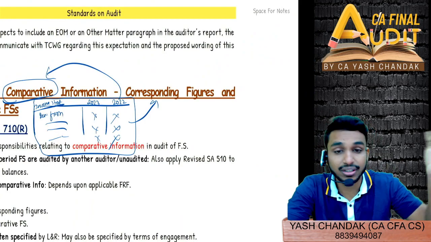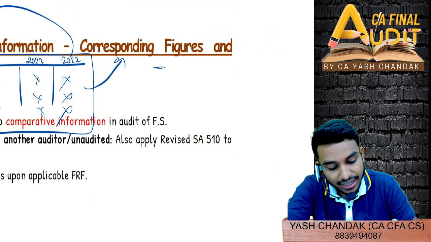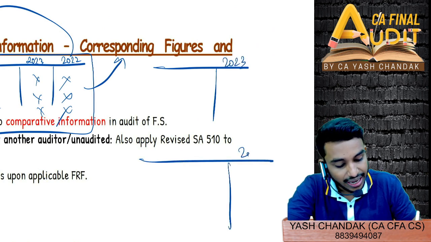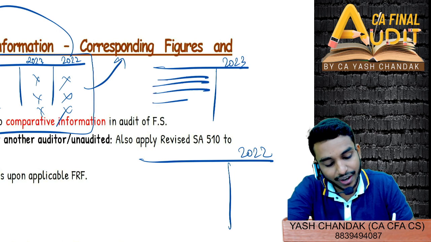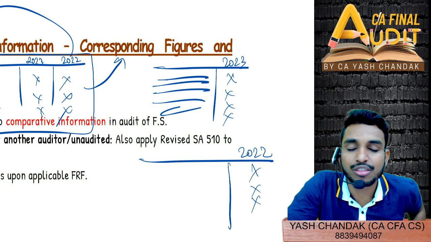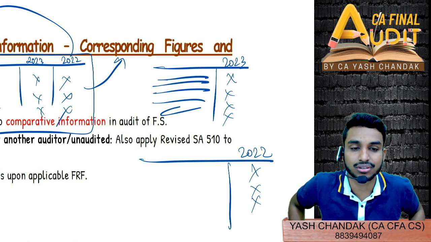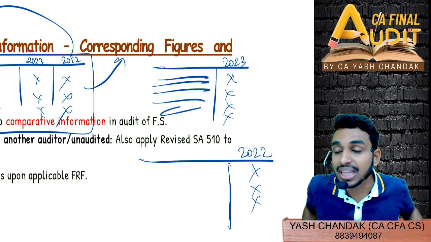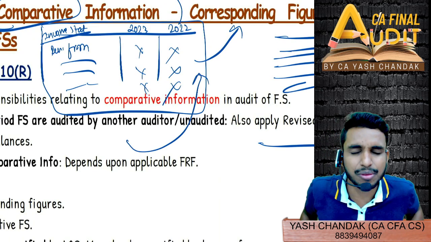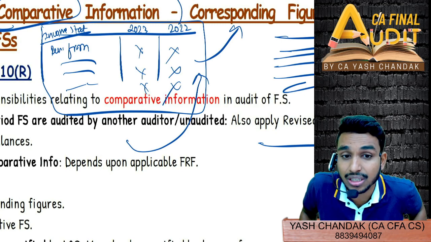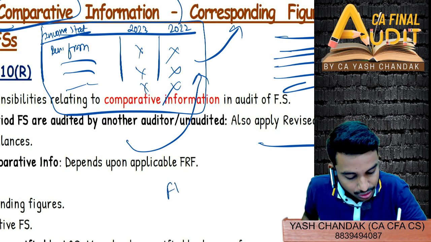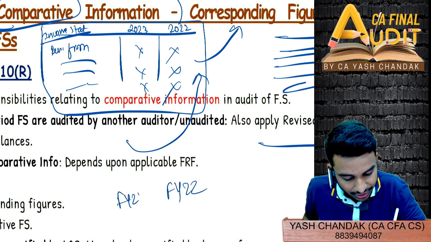Sir, then what is the difference between corresponding figures and comparative financial statements? In comparative financial statements, you will see that there are two sets of financial statements, one for 2023 and the other for 2022. All line items are disclosed in two financial statements. The major difference lies in whether you give an expression of opinion on the 2022 figures or not, on FY 2022, or only on FY 2023.